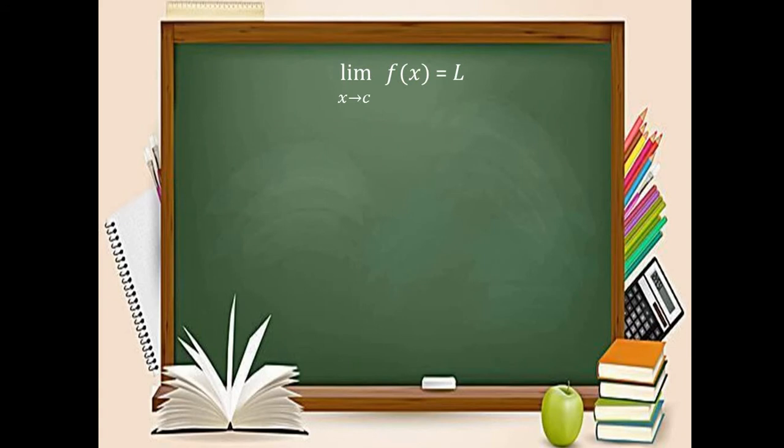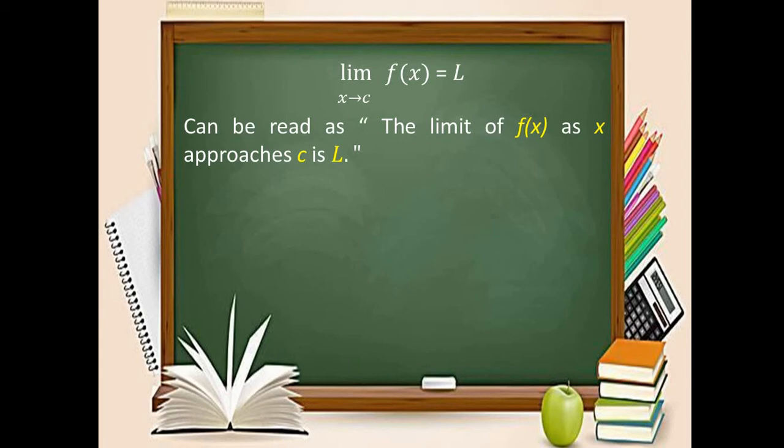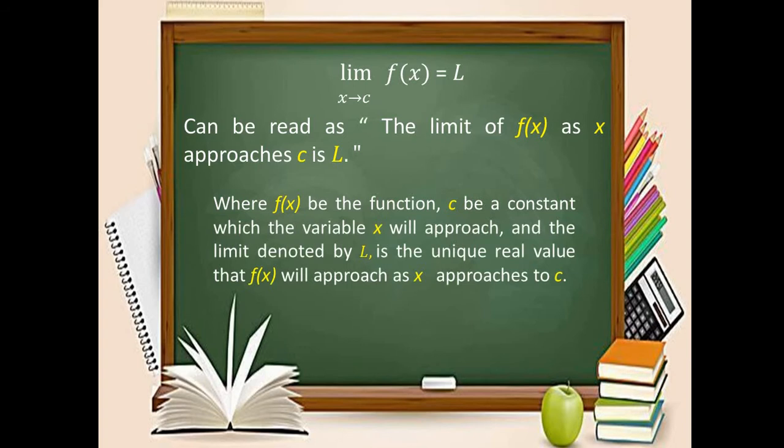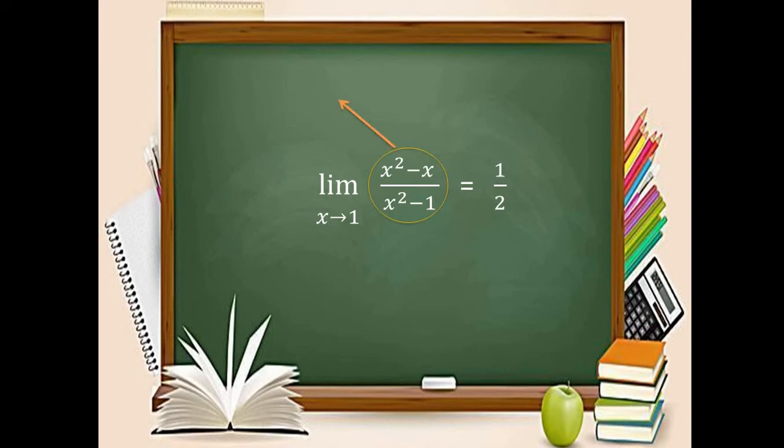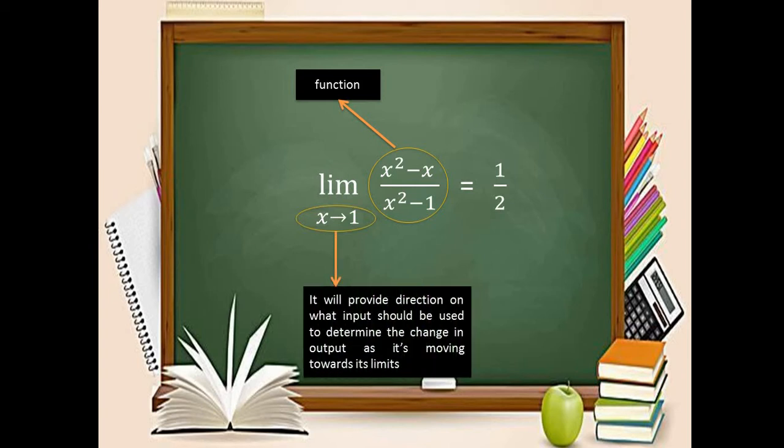Let's have this illustration. This can be read as the limit of f of x as x approaches c is L, where f of x is the function, c is a constant which the variable x will approach, and the limit, denoted by L, is the unique real value that f of x will approach as x approaches c. This is our function. And this one will provide direction on what input should be used to determine the change in output as it's moving toward its limit. While this one is the limit as x approaches c.